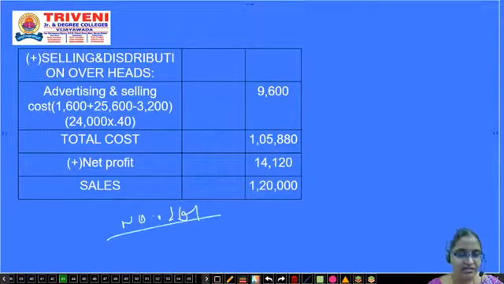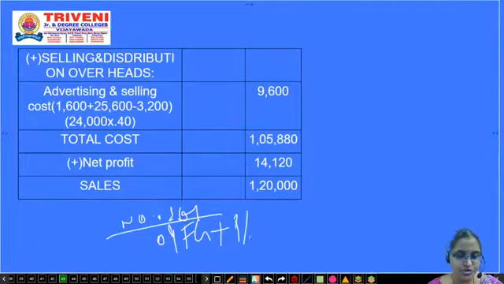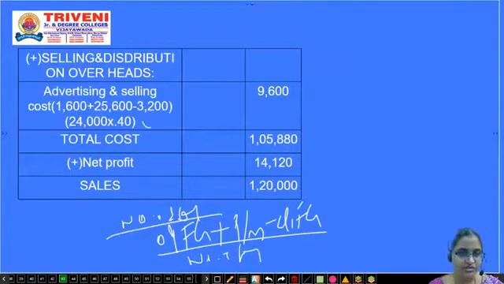You calculate it with the help of the formula opening finished goods plus number of units produced minus closing finished goods. With the help of this formula you calculate number of units sold. That was 24,000. So in the sum they asked to calculate the cost of production and find out the profit. So calculating the cost of production and the profit was finished. Okay, the next sum.